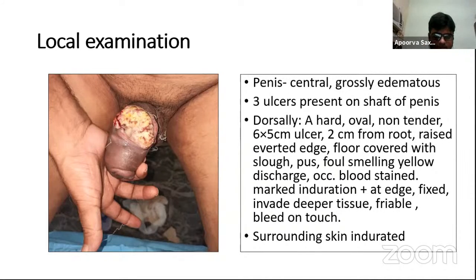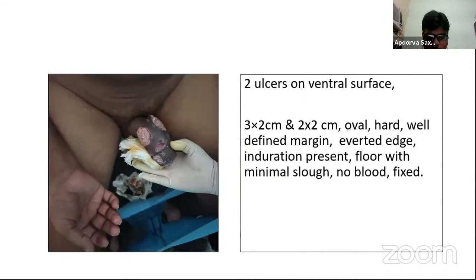On ventral surface, 2 ulcers were present, 3 by 2 centimeter and 2 by 2 centimeter, which had well-defined margin with everted edges and floor with minimal slough and no blood. On palpation, dorsal ulcer was non-tender, fixed, and was invading deeper tissue, was friable, and was bleeding on touch. Edges were markedly indurated, and surrounding skin was also indurated. And ventral ulcers were non-tender and fixed with everted edges, and induration was present.